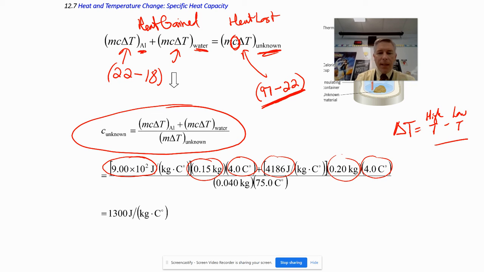And then on the bottom, the mass of the unknown, and then its change in temperature, which is this 97 minus 22. Notice that I don't have any negatives in there. I'm not looking at loss and gain. I'm always talking about change in temperature this way. When I do that, I get 1,300 joules per kilogram degrees Celsius. If I had a chart, I could probably look that up and potentially know what that unknown is. So this is just an example of how we use a calorimeter and the idea of thermal equilibrium, heat gained equals heat lost, to solve for specific heats, changes in temperatures, masses, whatever we might possibly need.